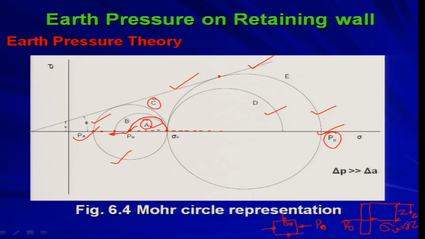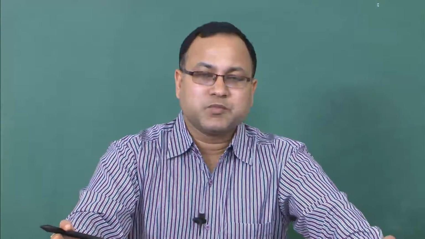So, this is the Mohr circle representation of the active and passive pressure as well as the earth pressure at rest condition. I will stop here today. In the next lecture we will be talking about the expressions for the active and passive earth pressure coefficients. Thank you very much.